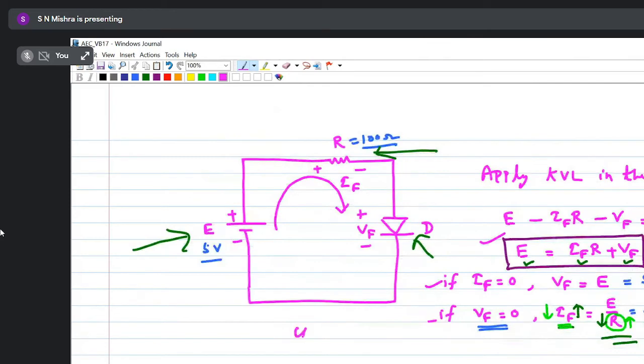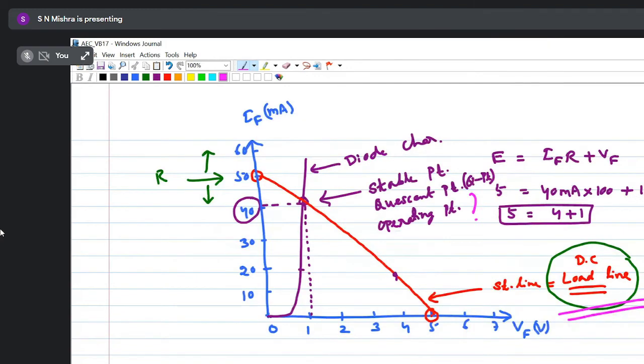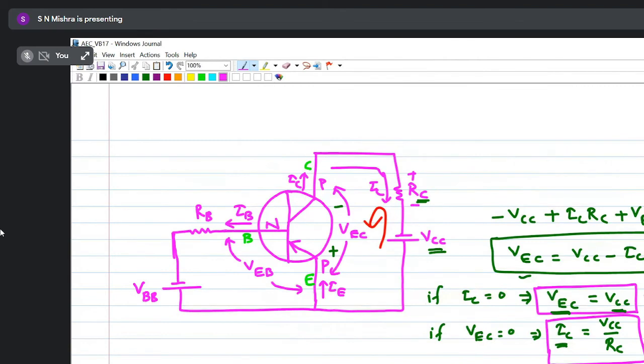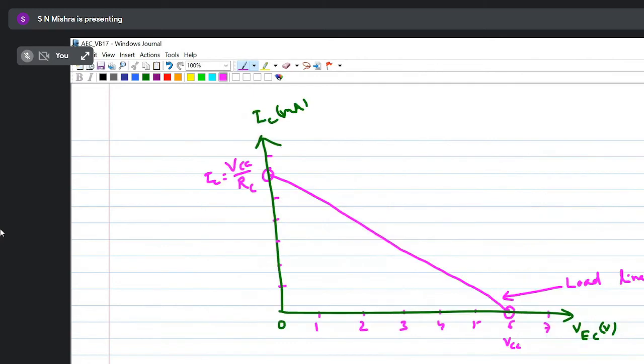Now, in the diode circuit, the diode was the component, so after drawing the load line I drew the diode characteristic. Tell me, in this circuit, what is my component, diode or transistor? Transistor. Already I have drawn the load line, so what type of characteristic will I draw? The transistor characteristic.